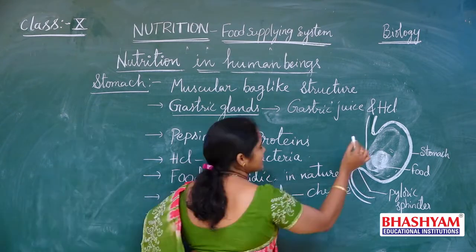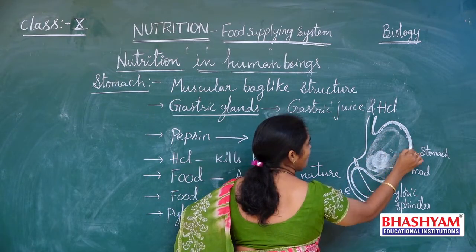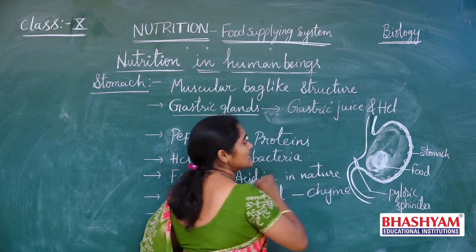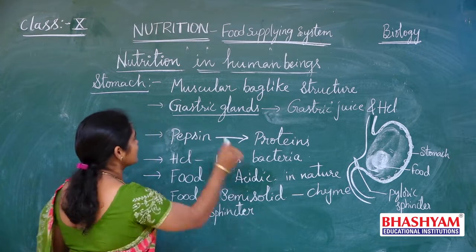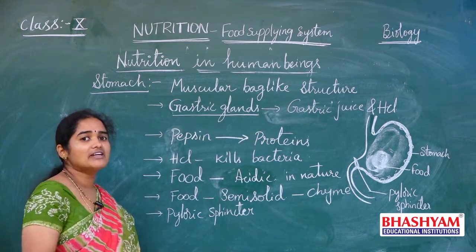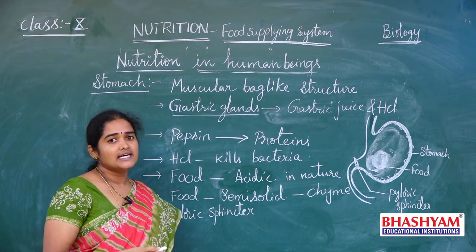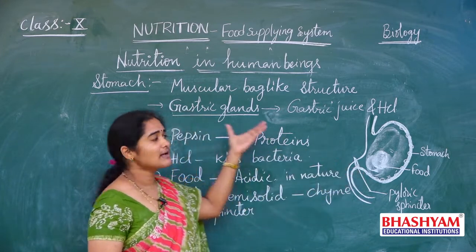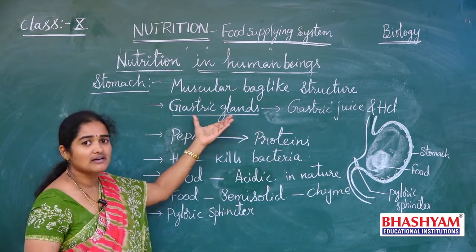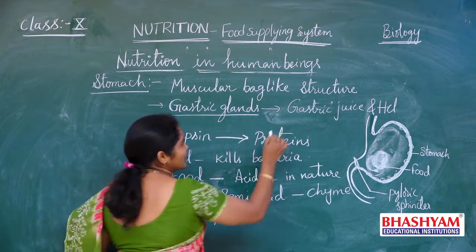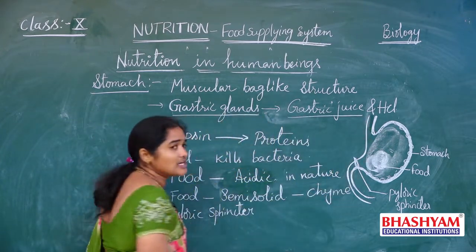During this time, there are some glands present in the wall of the stomach. The wall of the stomach consists of some glands. Those glands are called gastric glands. Like how the buccal cavity consists of salivary glands, in the same way here also the stomach has some glands called gastric glands. These gastric glands secrete a juice called gastric juice.